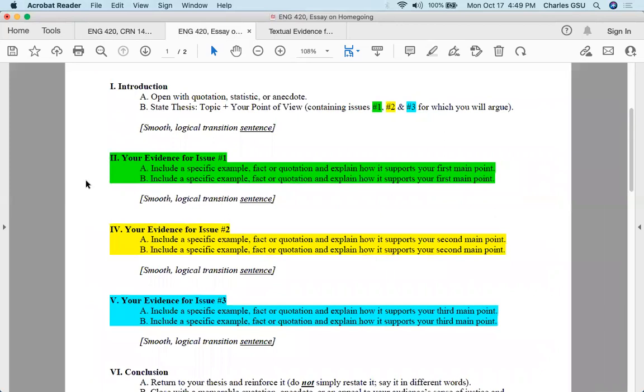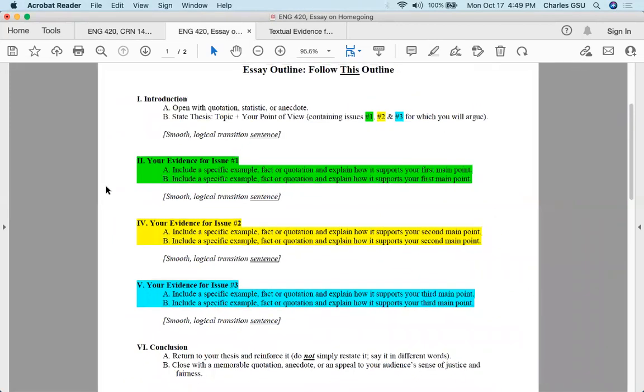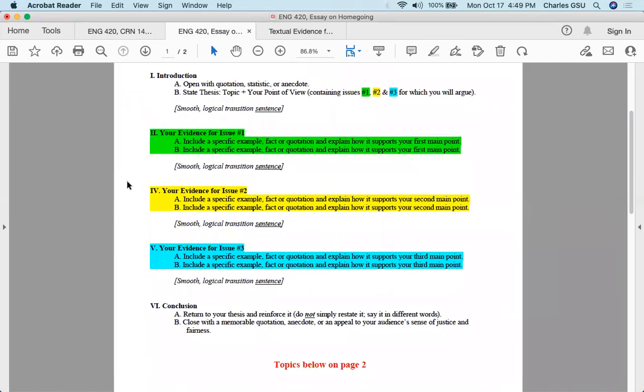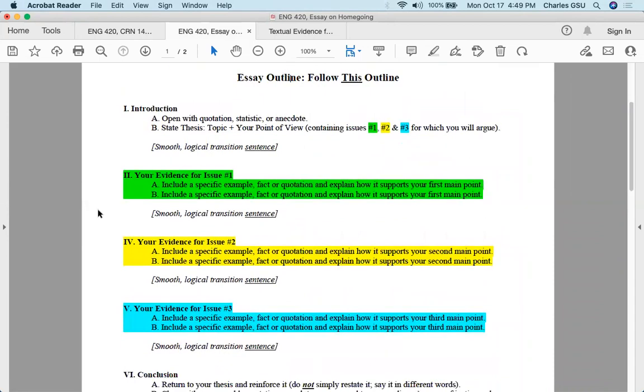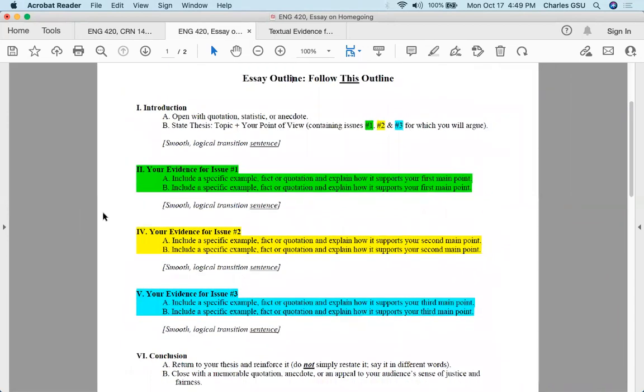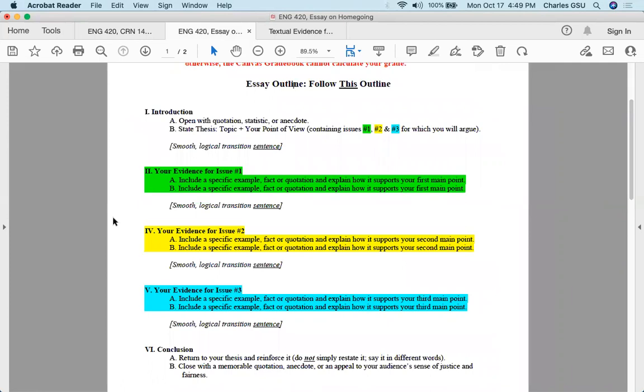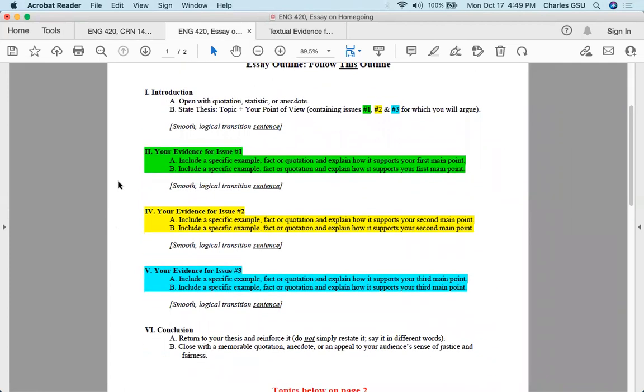And I just need to say, at the outset here, that it's evident that some of you, not all of you, are not actually following this prescribed outline. Notice the directions say very clearly, follow this outline. And I bring this up because I'm trying to take the guesswork out of it for you. If you just follow this outline with textual evidence in the body paragraphs, then you're going to have a solid essay.